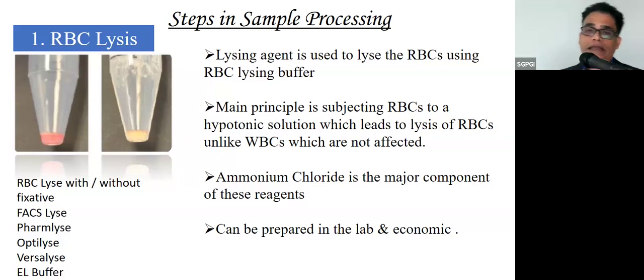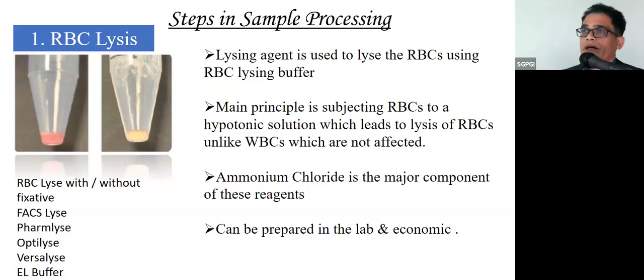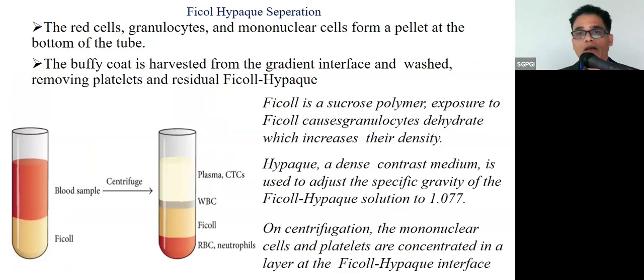Everybody knows the lysing agent is used to lyse the RBCs. The main principle is subjecting RBCs to a hypotonic solution, which leads to lysis and influx that breaks the cell membrane of the RBCs. They get released and are then removed with the help of washing. We use an in-house RBC lysing buffer that is ammonium chloride based.